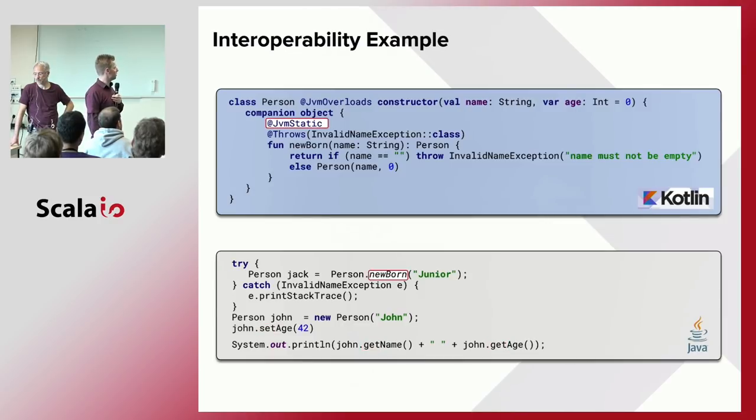Also, we have this special annotation which allows us to create factory methods which are really static and not defined on some instance of a companion object. We can declare checked exceptions on this annotation so that we force the people who are in Java to do their catch. And also, we have this annotation which allows us to construct specialized constructors for our default arguments. Because normally, Java isn't aware of default arguments, so a two-argument constructor gets generated. The default arguments are all resolved in the compiler, but if we add this annotation, we get two constructors, one of which has just a single argument and a default parameter.